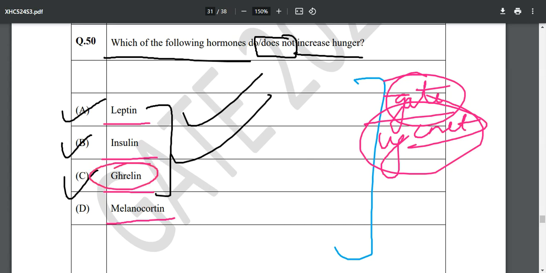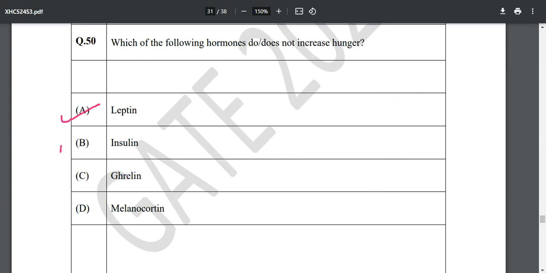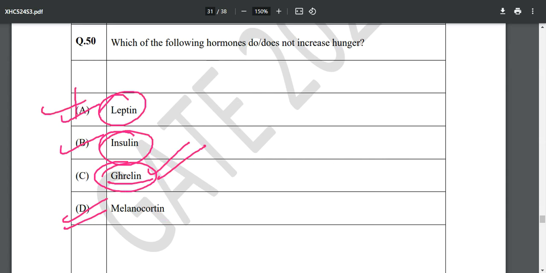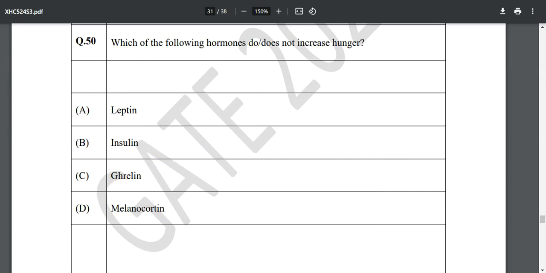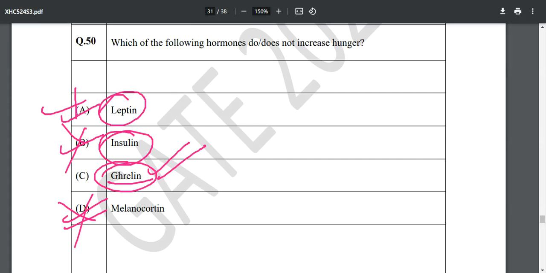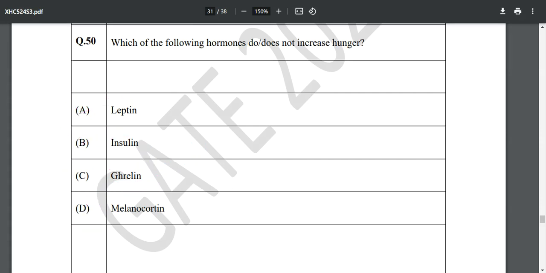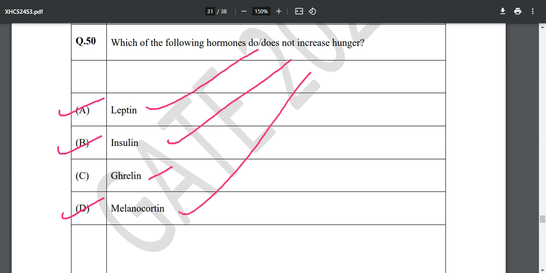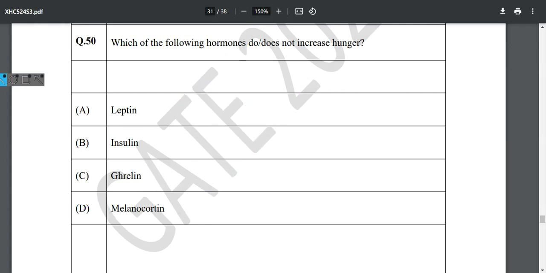Wait a second, this is not ghrelin. This is wrong. A, B, leptin, insulin, and not ghrelin, it's melanocortin. Ghrelin increases your hunger. Leptin does not, insulin does not, and melanocortin does not. Sorry, my bad. When I referred to orexin, ghrelin also came out. So we will be discussing the correct answers only. Leptin, insulin, and melanocortin are the correct answers. These three do not increase hunger. Ghrelin does, as does orexin.